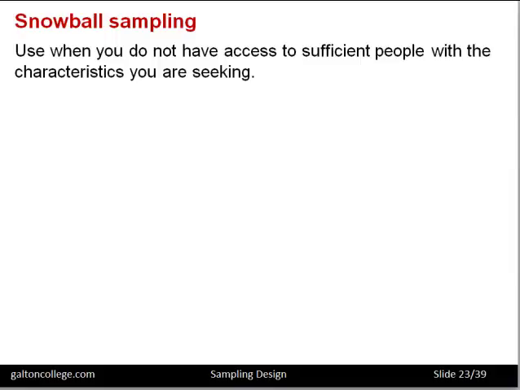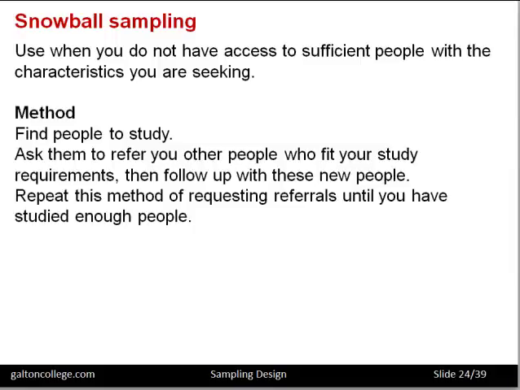When you don't have access to a sufficient number of people with the characteristics you're seeking, this may be a solution. Simply find people to study. It's as crude as that. Ask them to refer you to other people, friends of theirs, who might answer the questions as well. Then find those people and ask them for referrals, and repeat this continuously. It's like a snowball rolling down a hill. It gets bigger and bigger.